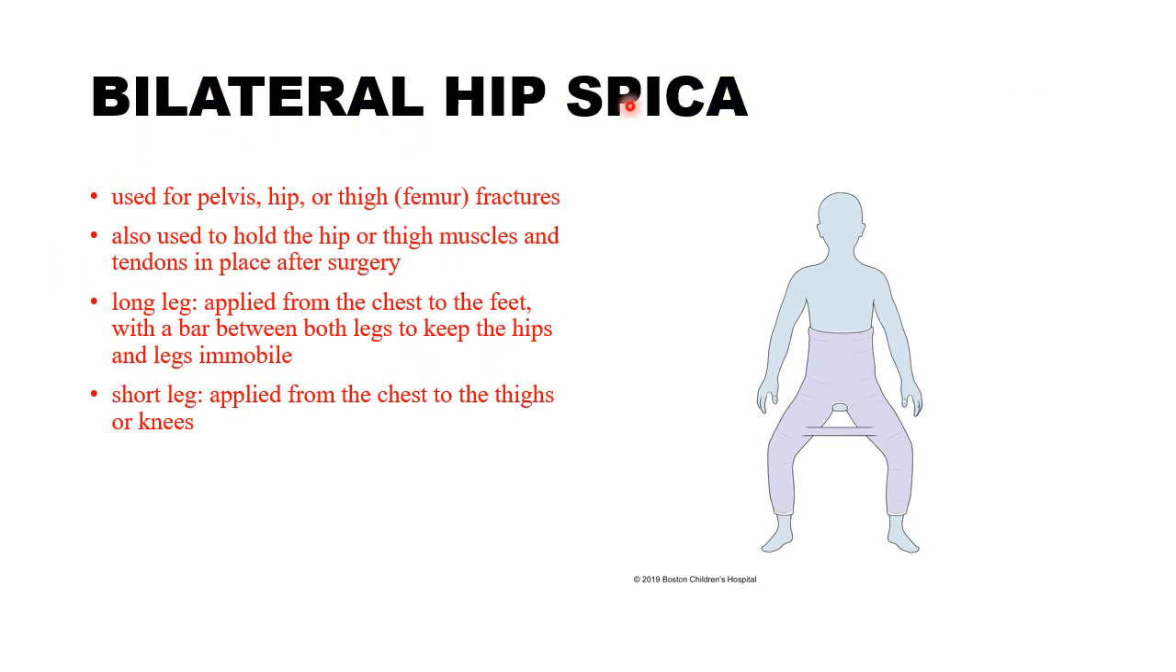Next is the bilateral hip spica. Bilateral, as you see, both the legs are affected. So used for pelvis, hip or thigh fractures. Also used to hold the hip or thigh muscles and tendons in place after the surgery. Long leg.